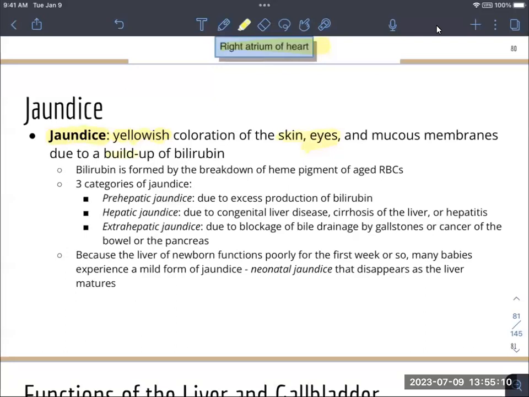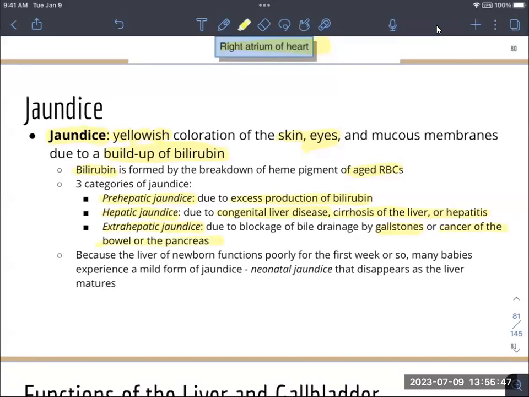And it is because of a buildup of bilirubin. Bilirubin is formed when we break down red blood cells. We have prehepatic jaundice, too much bilirubin being produced. Hepatic jaundice is from liver disease, cirrhosis, or hepatitis. Extrahepatic jaundice could be because of gallstones, or cancer of the bowel or pancreas.